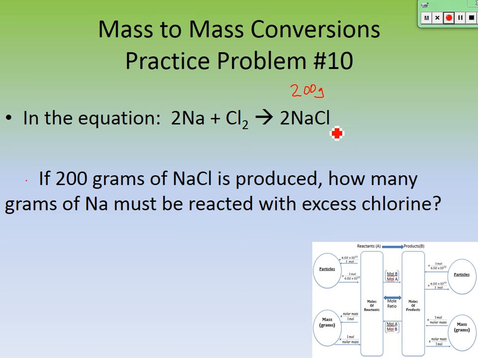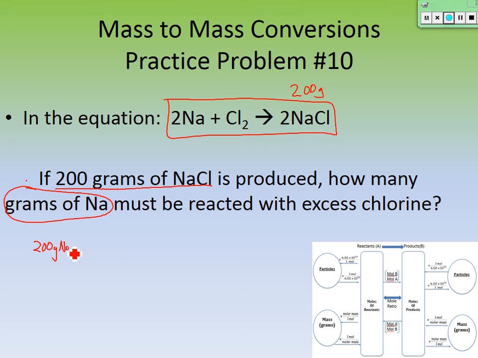So, first of all, is this balanced? Yes, it is. What should we underline? Help me out. 200 grams of sodium chloride. What are we circling? How many grams of Na must be reacted? Okay, let's write down what they gave us and put it over 1.